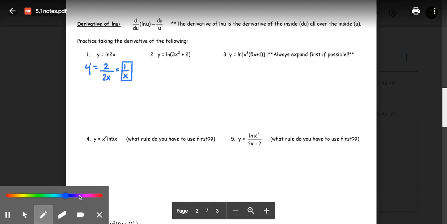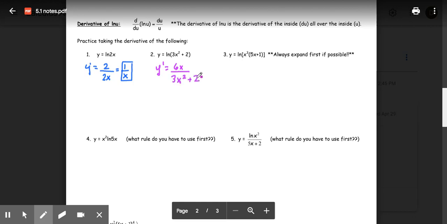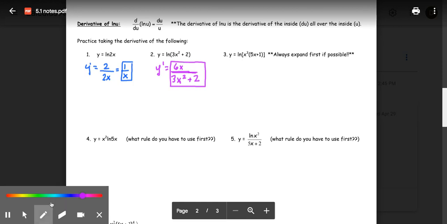All right, the next one, we want to derive this natural log. So we locate the inside. You take the derivative of the inside. So the derivative of 3x squared plus 2 is 6x. And you put it all over the inside. And you want to simplify if you can. There's nothing more you can do. Don't be trying to reduce this 6 and that 3. You can't do that because it's attached to something else by addition. Okay, if it's attached to something else by addition or subtraction, you can't just start canceling anywhere you want.